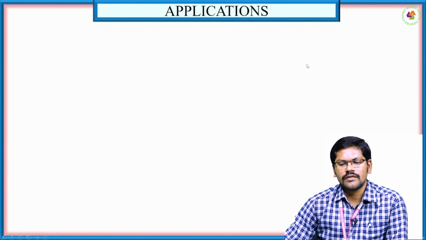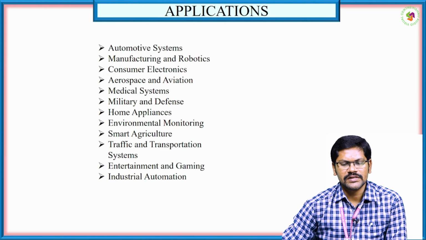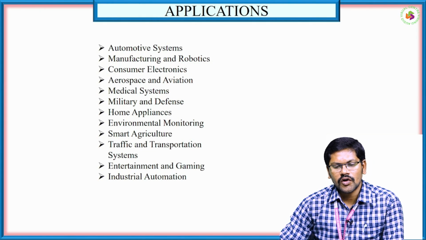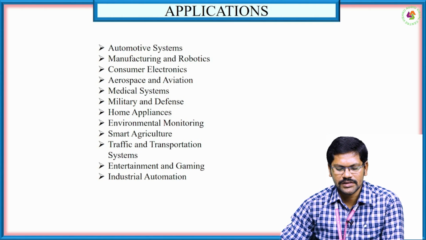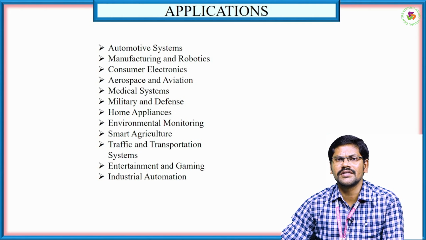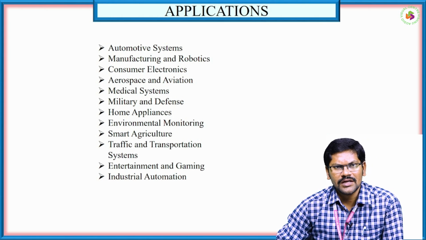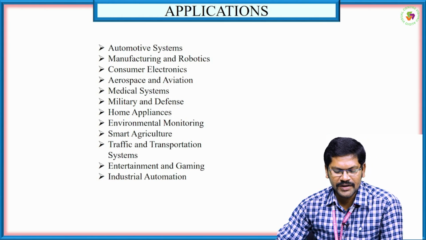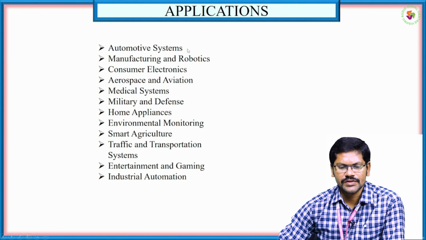So now we'll see the various applications of mechatronics. We'll start with automotive systems, like the anti-lock braking system. We know that anti-lock braking system, power steering, and electronic stability control will be there. So these are major applications we are using in automotive systems.